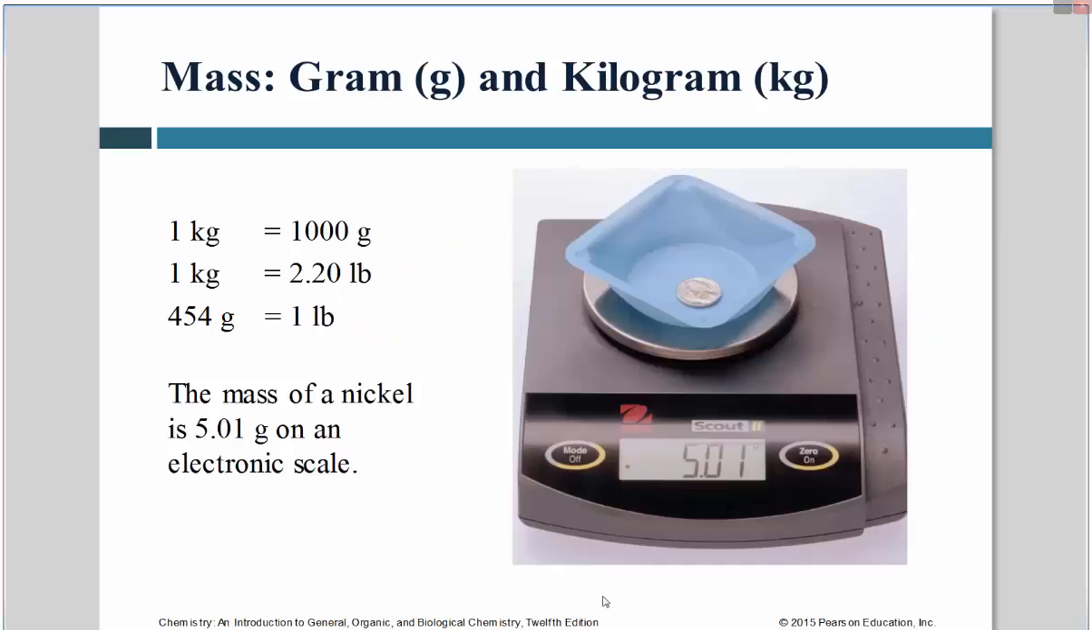Mass, we have grams and kilograms. Kilo means 1,000. So there's 1,000 grams in a kilogram. This is a conversion that you'll probably want to memorize. And that's because I've seen in doctors' offices, doctors using both pounds and kilograms interchangeably. And it all depends on what they're doing at the time. So you're going to want to memorize that particular conversion factor.